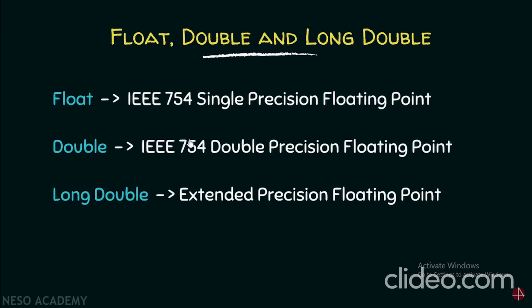There are several ways to represent fractional numbers, or you can say real numbers, on a computer. One of the most common representations in modern computers is the IEEE 754 floating point representation. The float data type follows IEEE 754 single precision floating point number representation. Double follows IEEE 754 double precision floating point representation. And long double follows extended precision floating point.